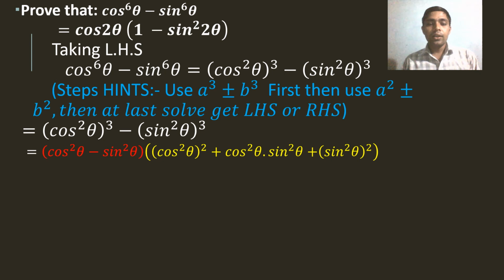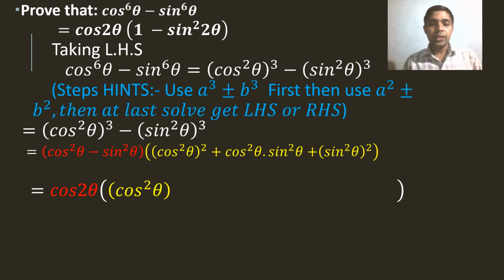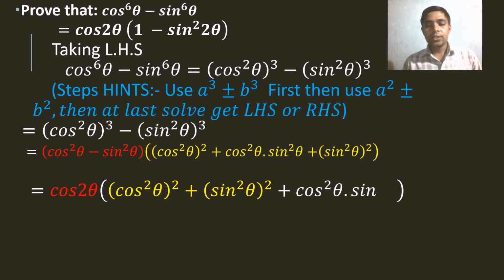Now again we can see, which is in red color, cos² θ − sin² θ. We have the formula cos 2θ, so we can directly apply the formula for this. And here, as in the algorithm it is written, you will be getting an a² b² format. So here we are getting an a² + b² format, as a² is (cos² θ)² and b² is (sin² θ)², and the remaining term is as it is, cos² θ · sin² θ.